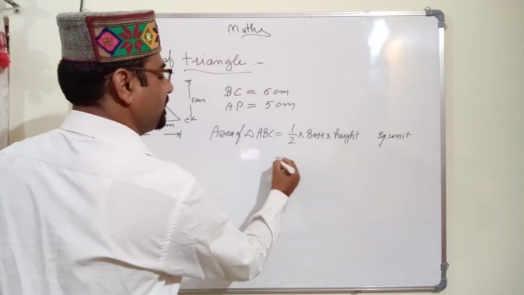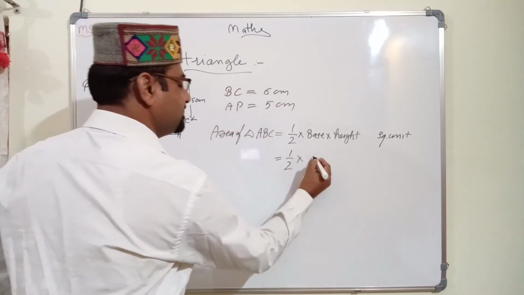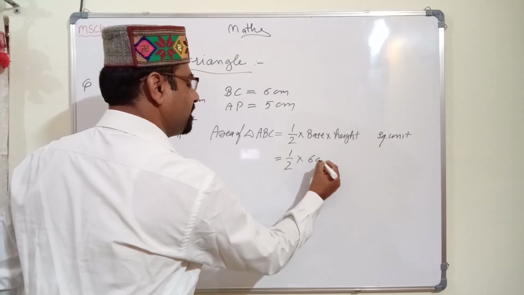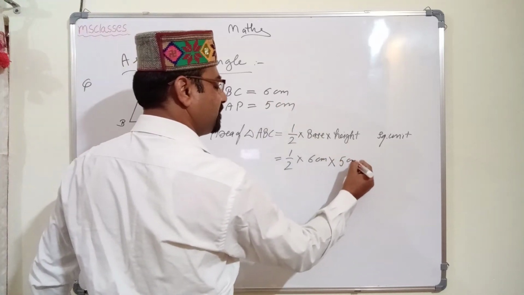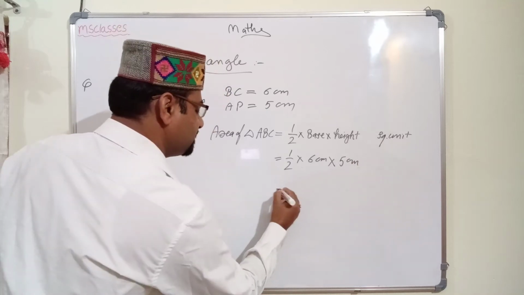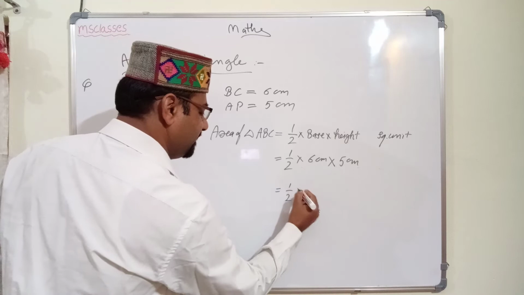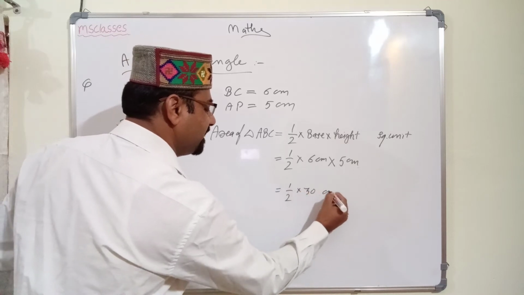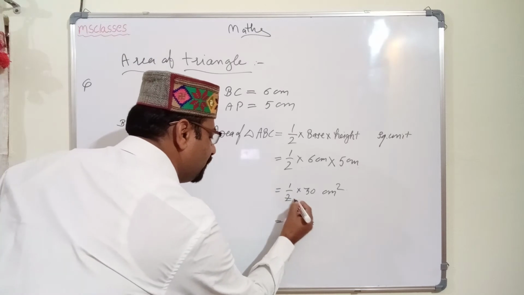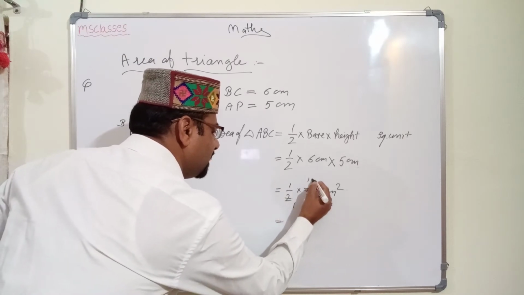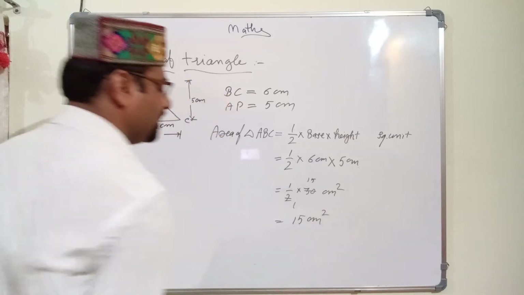So here 1 by 2, and base is equal to BC, and this is 6 centimeter, and height is equal to 5 centimeter, and this is equal to 1 by 2, 6 5s are 30, centimeter into centimeter, centimeter square, and this is equal to 2 1s are 2, 15 2s are 30, this is 15 centimeter square.